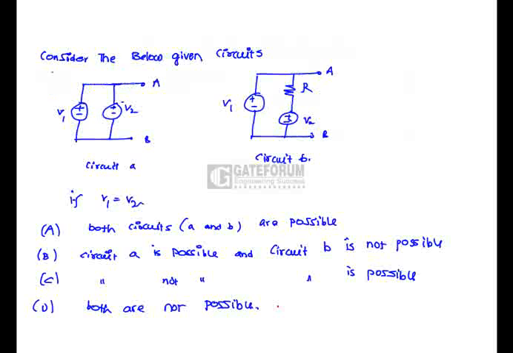In the circuits given below, if V1 is equal to V2, both circuits are possible, hence option A is correct. In circuit B, this is V1 and this is V2. Whatever may be V2, this circuit is going to be possible, but in circuit A, if V1 and V2 are not equal, circuit A is not going to be possible. But the case given in the question is V1 equals V2, hence both circuits are possible. That is, option A is correct.